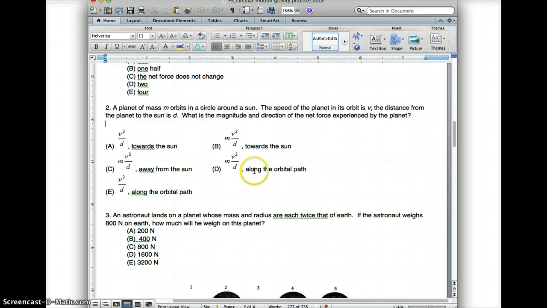And so if we look at option D, along the orbital path, that can't be it. Option C, away from the sun, that can't be it. If it were accelerating away from the sun, then it would move away from the sun. But it's actually accelerating towards the sun with some tangential velocity that keeps it going forward. So even though it wants to go tangentially to this circular path, this inward force keeps it from getting further away from the sun. So the answer is B.